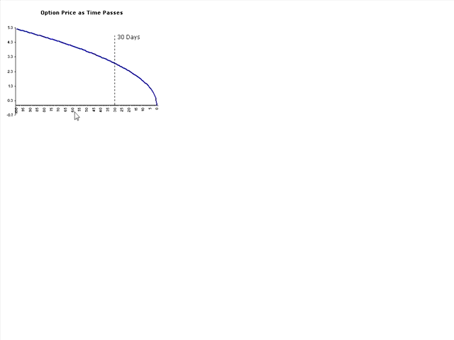On the horizontal scale is the time period just prior to expiration. At right around 30 days to expiration, the value of that option drops off dramatically as it gets closer to expiration. Actually, the option begins declining and decaying in value as far out as 100 days. But the acceleration really takes place about 30 days to 40 days before expiration.